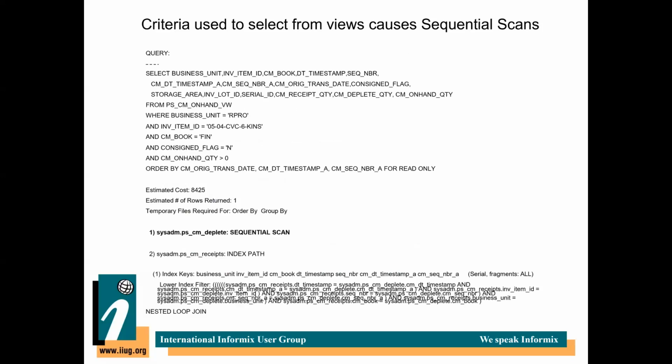Here's an example of criteria used to select from views that cause sequential scans. Looking at this query, one thing I do sometimes when I see sequential scans is start commenting out some of the where clauses until I see what part of the query is actually giving us the problem. So in this case, you can see we're doing a sequential scan on the table, even though we have indexes on the columns in the where clauses.